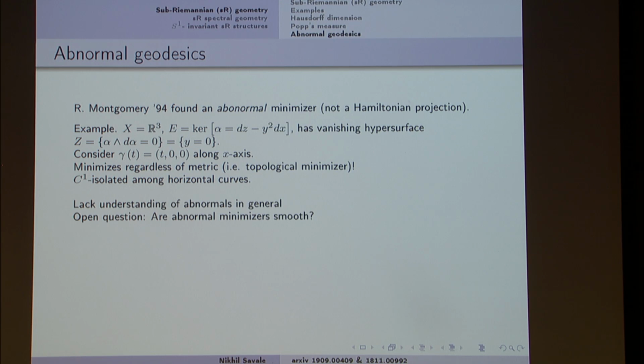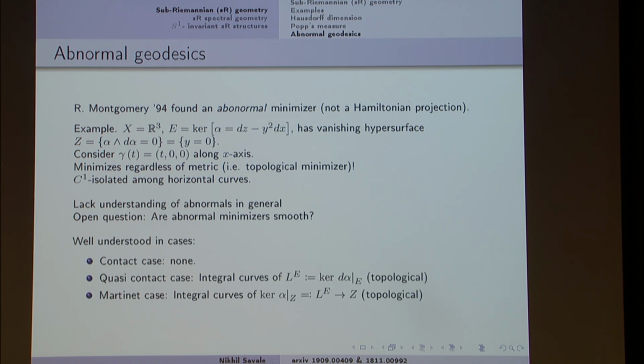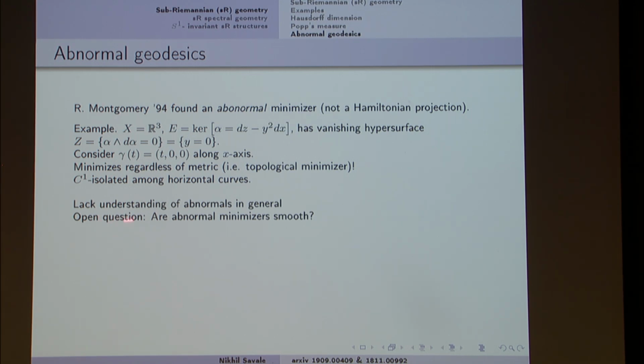Anyway, that's an example of an abnormal curve, but in general, we lack an understanding of these abnormals. And in fact, it's an open question whether these abnormals are always smooth curves. So it's conjectured they're always smooth. But since we don't understand them, we cannot say that they are, and this is a big open problem in the field.